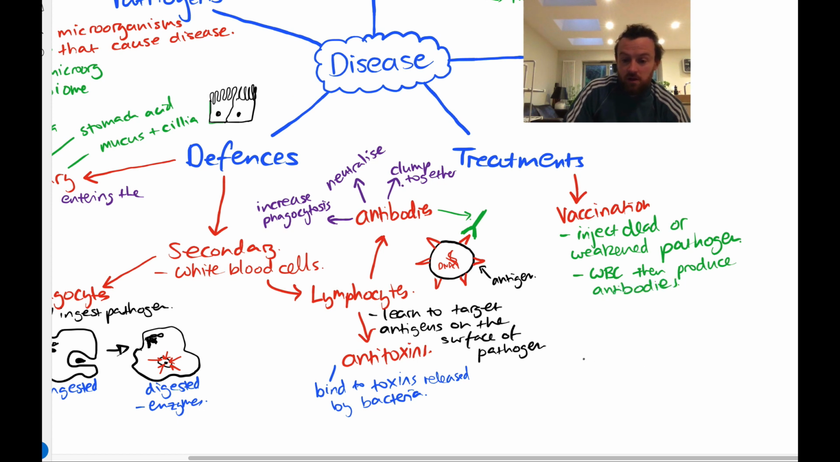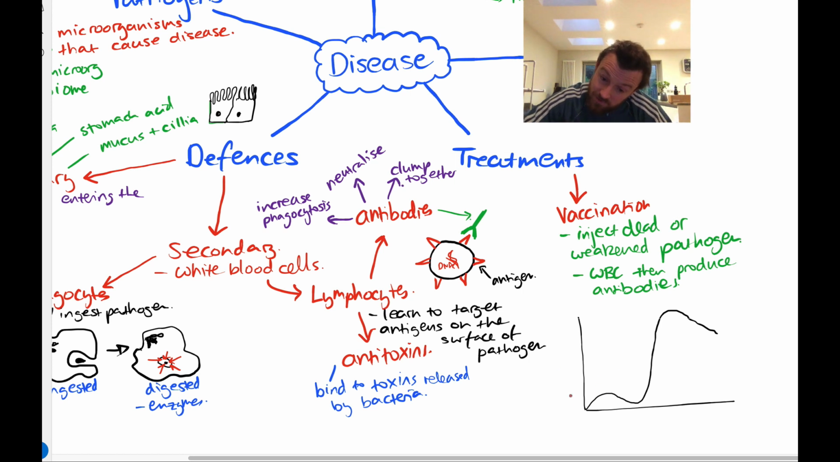Now there's a graph here, which I think I'll add in. A little graph, looks a bit like this. This is antibody levels, and this is time. Now, this graph applies to both vaccination and normal infection. It could be one of two things. This production of antibodies is called the primary response, the first time you get infected with a pathogen.